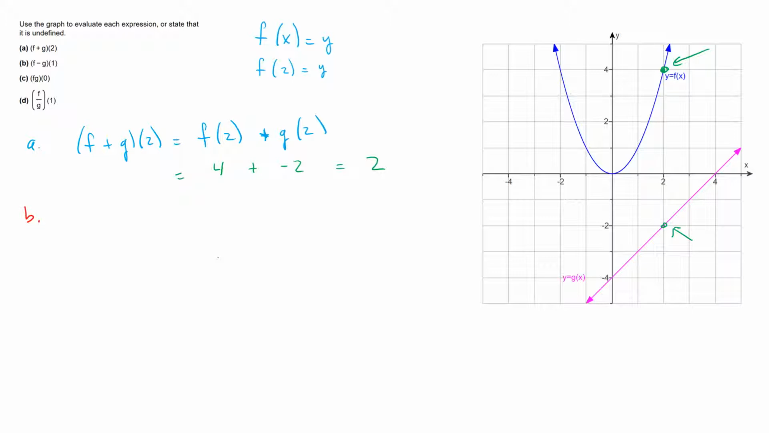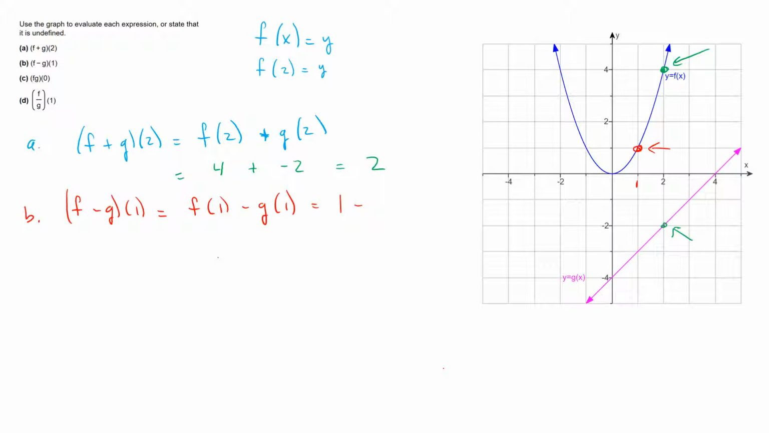All right, part B wants us to figure out f minus g of 1. So that would be equivalent to f of 1 minus g of 1. And in order to find f of 1, what goes in my mind is if x equals 1, then what's the y coordinate? I want to make sure I look at the f function. So if x is equal to 1, the y coordinate is 1. So f of 1 is 1.